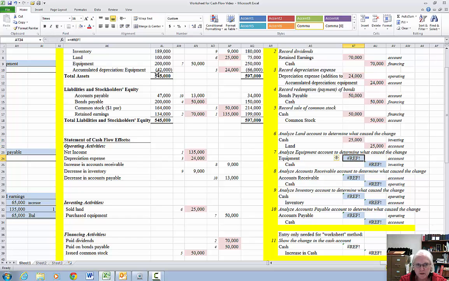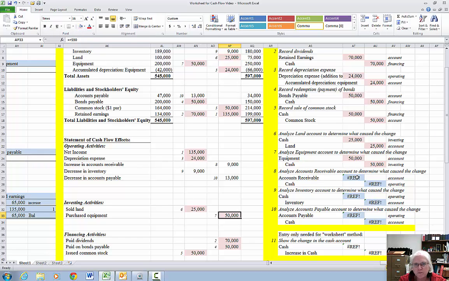On the equipment, our equipment decreased by $50,000. So that $50,000 goes to the cash because equipment is a long-term asset. It goes in the investing activities. Let's try again. I'm going to debit equipment and it goes to the account. The credit to cash will go to investing. That's much better. All right.